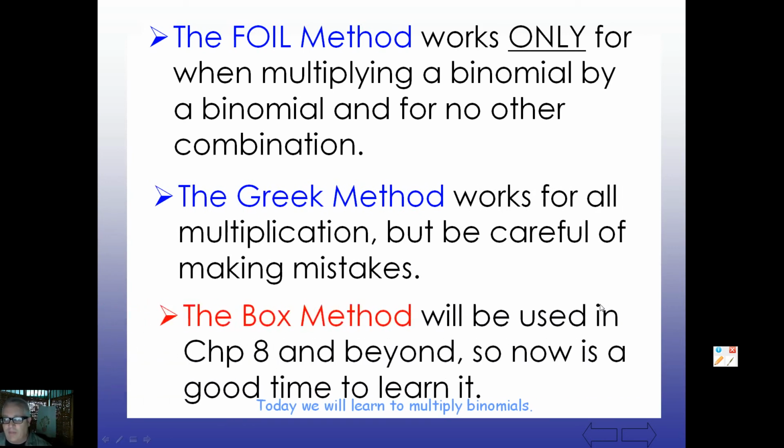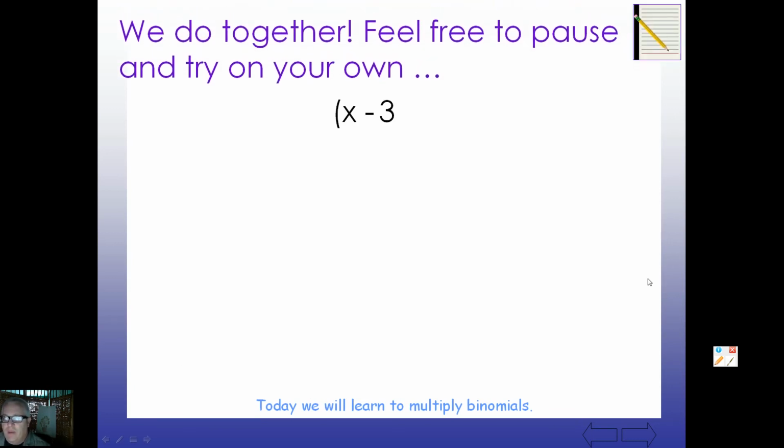Those are easy to pop up. But the box method will be used not only now, but also later on when we get to Chapter 8 and beyond in a different standard. We'll be using this to work forwards and backwards. Okay? So let's do one together.